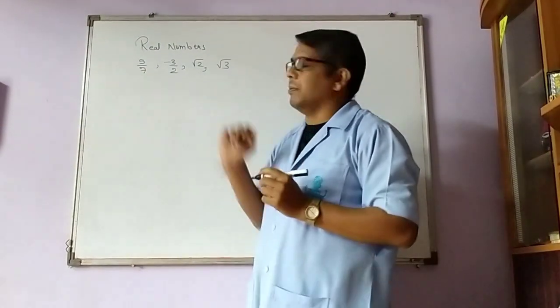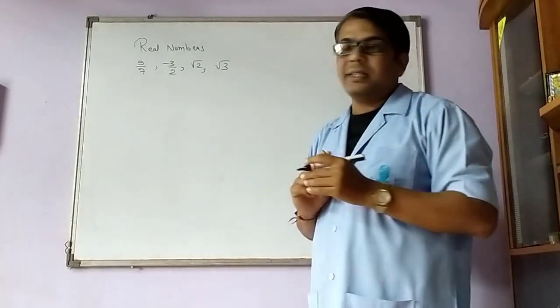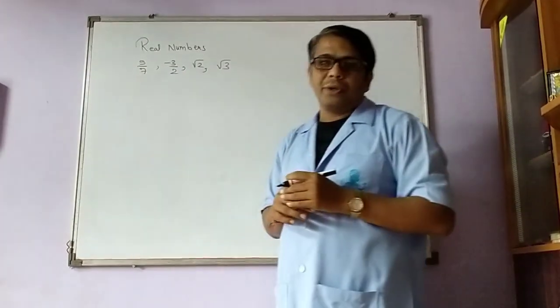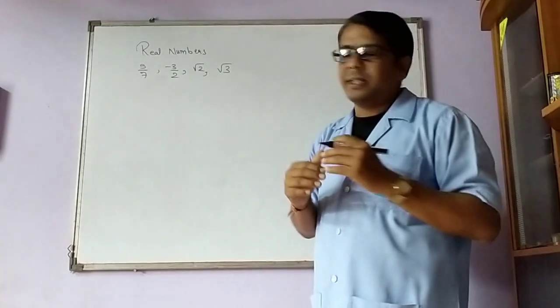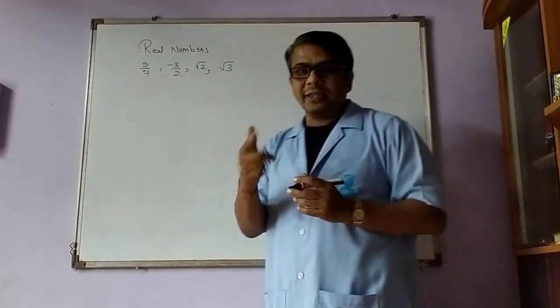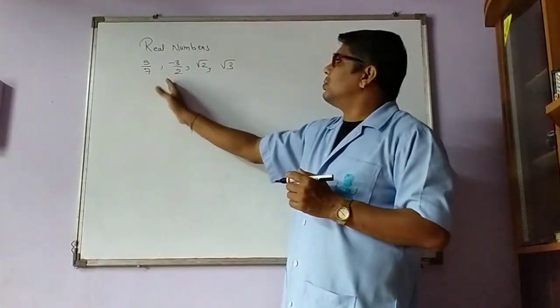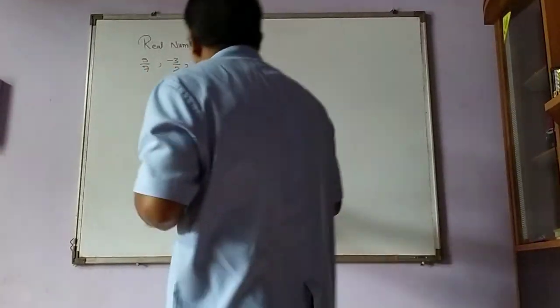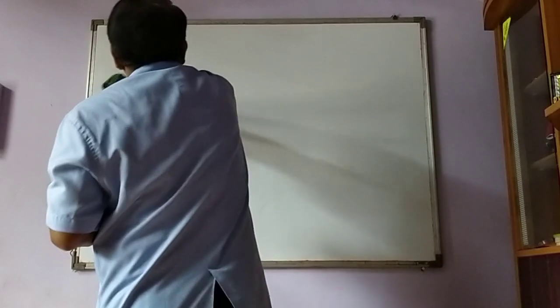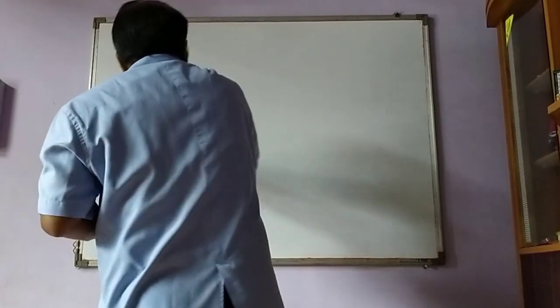Now 5 upon 7, what is it? It is a rational number. Minus 3 upon 2, what is it? Rational number. Root 2, irrational number. Root 3, irrational number. Right? So together, they form the real numbers. Now after that, we are going to move towards the decimal system.